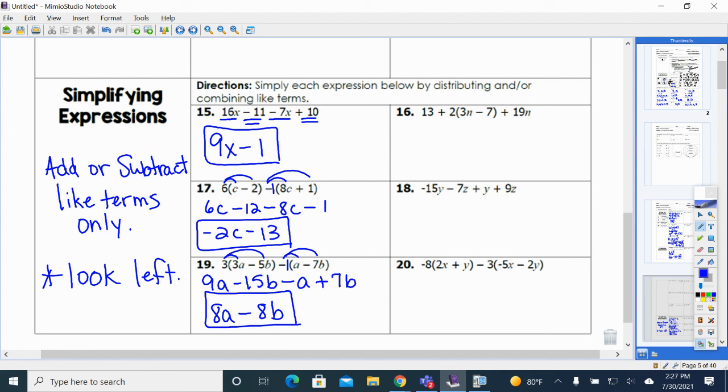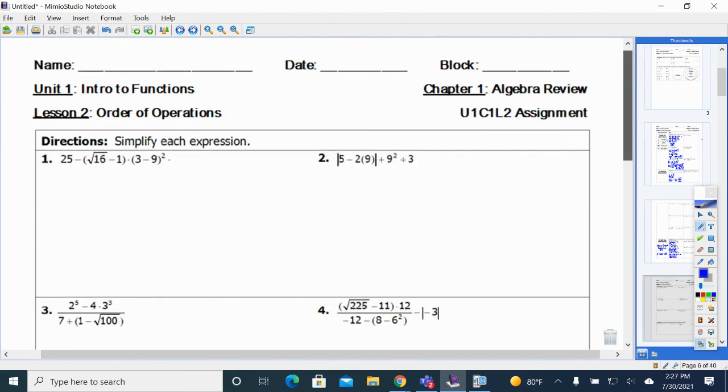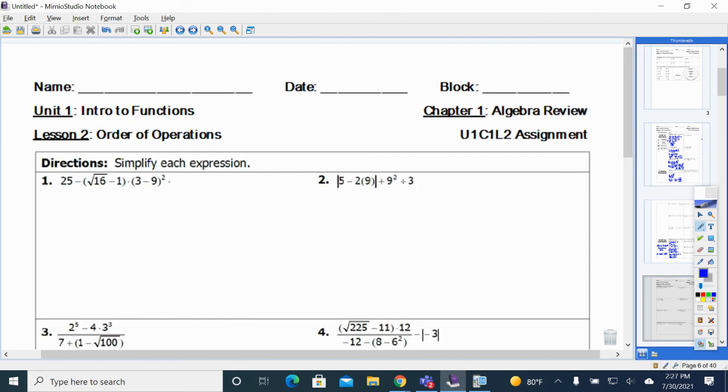So those are the notes that I have for you for order of operations. Again, in class, we will work on the homework, or the assignment, not homework, the assignment page on order of operations independently and together.